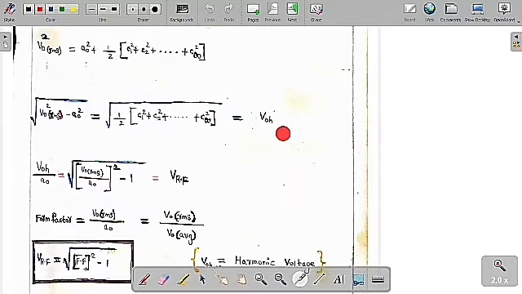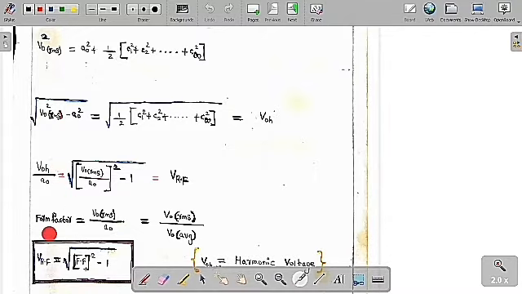I am going to divide both sides by the DC component, which is A0. Then I get the square root of (V0 RMS by A0) whole squared minus 1. So this is what we get after dividing by A0. So V0H by A0 is equal to the square root of (V0 RMS by A0) whole squared minus 1. This we are going to call the ripple factor. So ripple factor is the ratio of the harmonic voltage to the DC component.